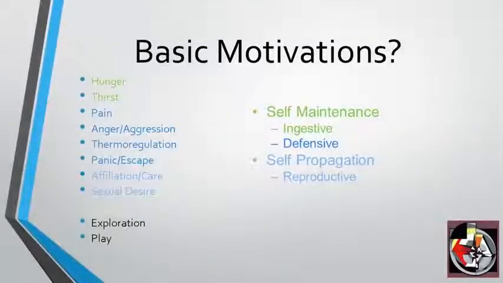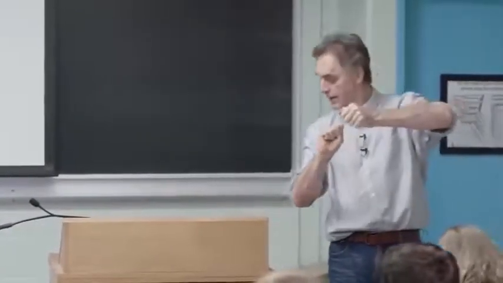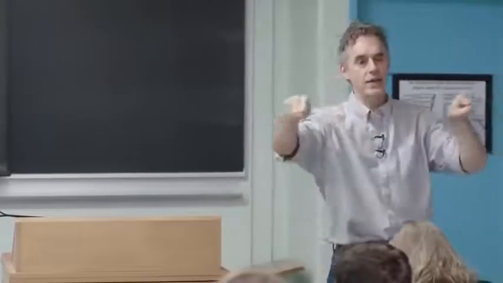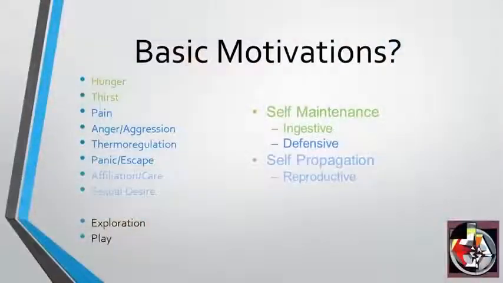So, basic motivations: hunger, thirst, pain. Pain is not regulated by the hypothalamus. That's a different circuit. Anger and aggression, thermoregulation, panic and escape, affiliation and care, sexual desire, exploration, play. And you can break those into the classic Darwinian categories too, and say there's a set of motivations that go along with self-maintenance. That'd be your survival. Ingestive and defensive. See, I've sort of coded them there.